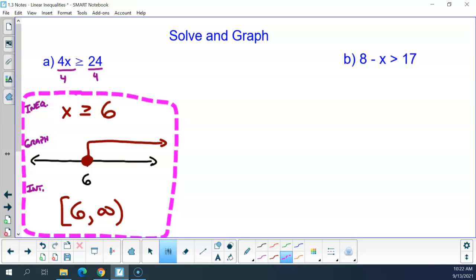Okay. Love it. B, talk to me. What would you do first? Subtract 8 from both sides? That's going to give me negative x is greater than 9. Okay. So I'm dividing, or could I multiply by -1? Same thing. Yeah. But I'm dividing by a negative. So what does that mean? Flip that sign. Yep. Okay. So then this becomes positive x is less than negative 9.